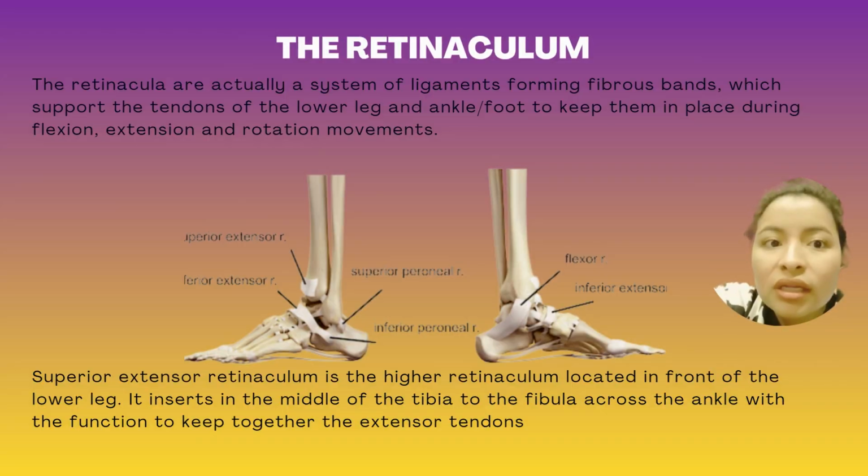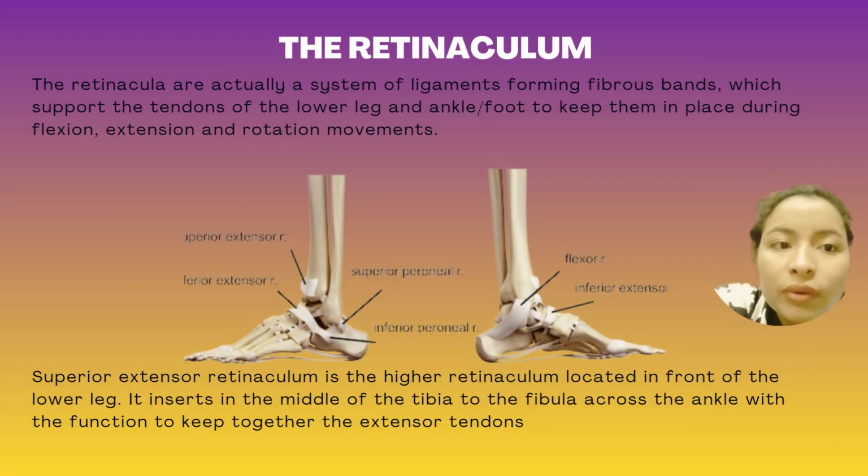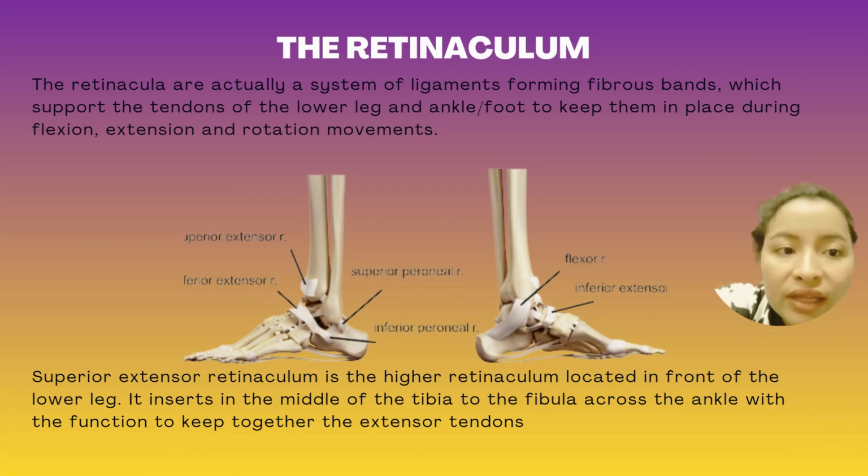It inserts in the merge of the tibia to the fibula across the ankle, with the function to keep together the extensor tendons. Inferior extensor retinaculum is the lower band of ligaments attaching from one malleolus to the other, finally attaching to the dorsal foot.